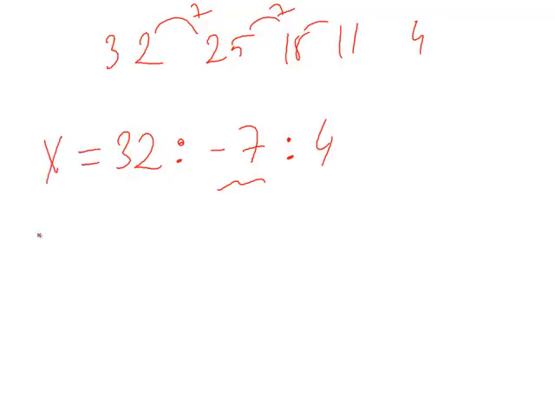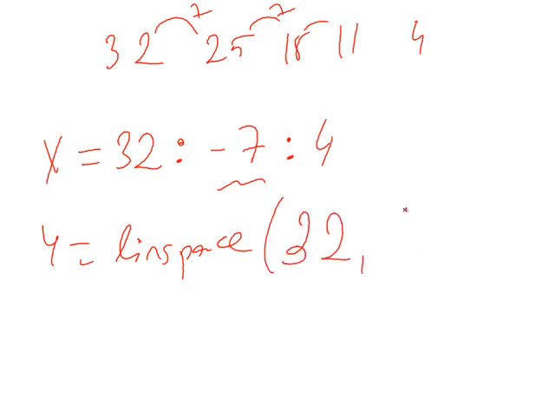X equals. The second part is asking me to use a linspace function. For linspace, you provide the first number and the last number and the number of numbers, which is 5. Okay.